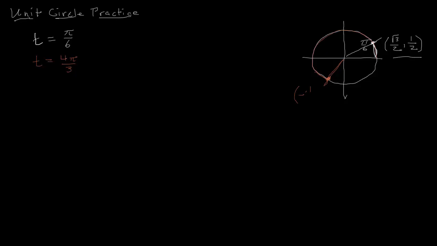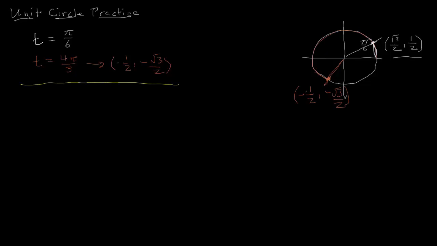The coordinates to that are negative 1/2, negative square root of 3 over 2. And that's just a skill that you want to have. What are the coordinates that go with that? And again, negative 1/2, negative root 3 over 2. Now, how do we apply that? We apply that in this way.